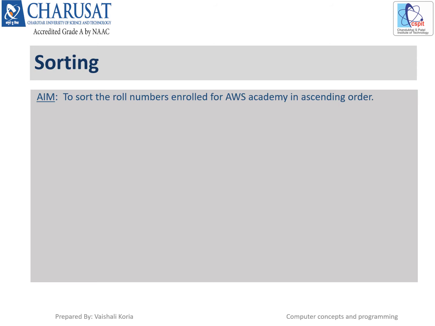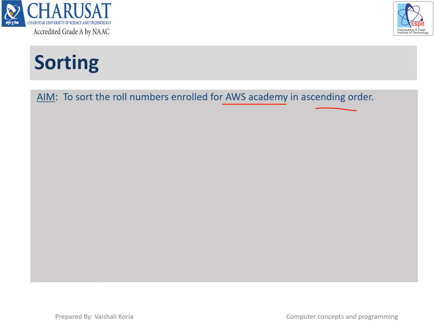Here the aim is given that we want to sort the roll numbers enrolled for AWS Academy in ascending order. Means in one particular university, suppose many academies are offered, like AWS, CCNA, Red Hat, and a student can register in any one academy. So there is a list of roll numbers which have been enrolled in a particular academy. We have to sort the roll numbers that have been enrolled for this AWS Academy.